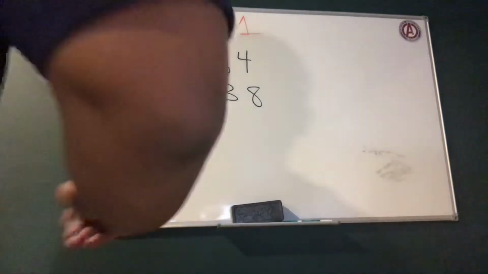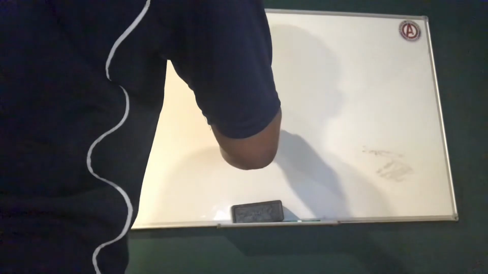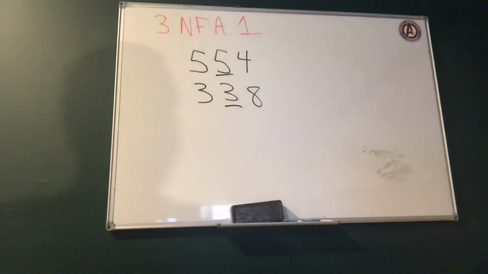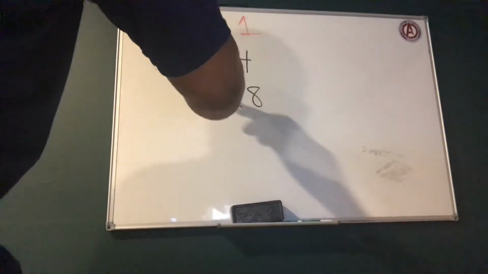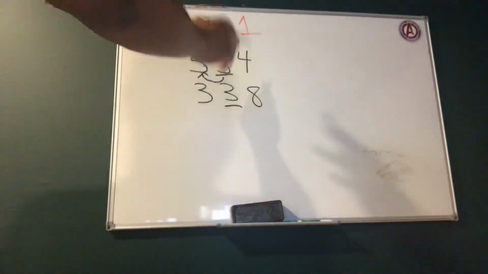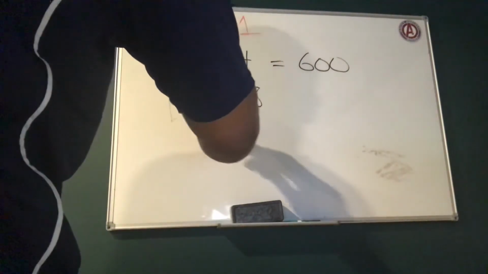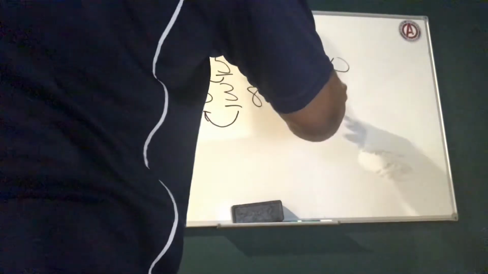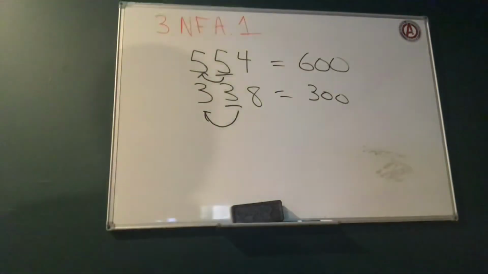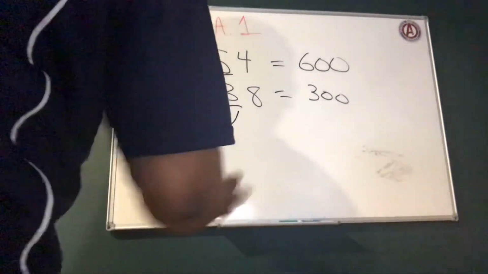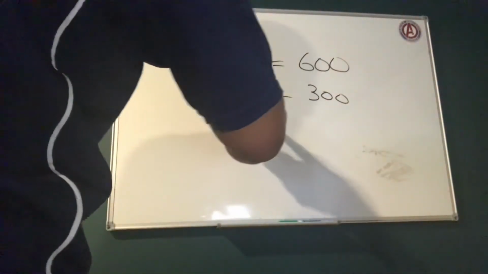So if we're rounding to the nearest hundred, we're looking at our tens place. 5 or more, raise the score. So the 5 raises this to 600, whereas the 3 is 4 or less, so we let it rest. This stays 300. 5 or more, raise the score. 4 or less, let it rest.